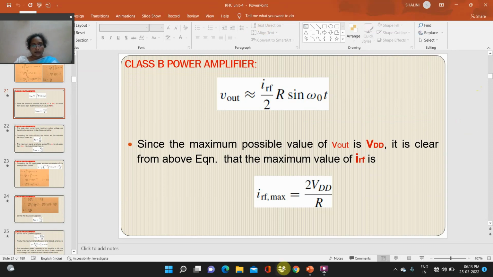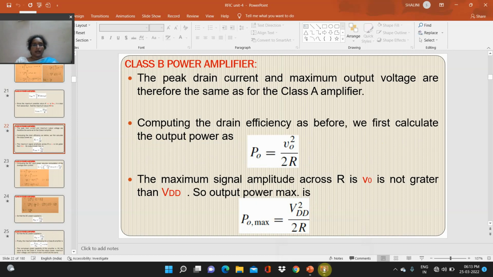Class B power amplifier, Vout is approximately equal to IRF by 2 R sin omega naught t. Since the maximum possible value of Vout is VDD, it is clear from the above equation that the maximum value of IRF is IRF,max is equal to 2 VDD by R. The peak drain current and maximum output voltage are therefore the same as for the Class A amplifier.